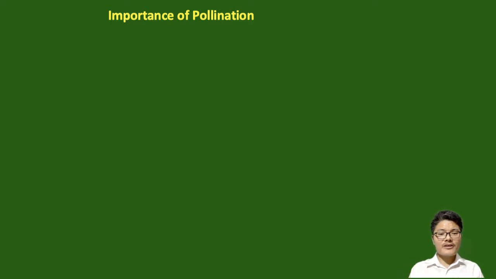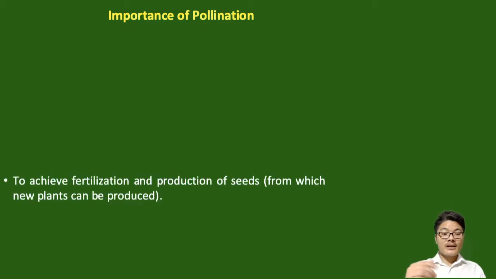Now, what is the importance of pollination? Is it important for plants themselves? Obviously for flowering plants, pollination is very important. For us, for other animals, plants, and for the entire ecosystem, pollination is very important. So let's look at the importance of pollination.